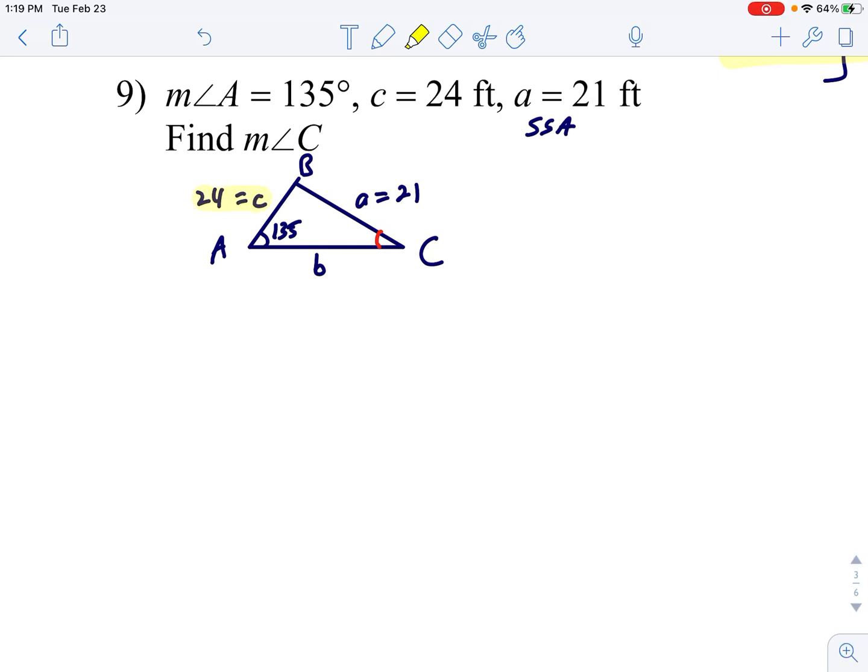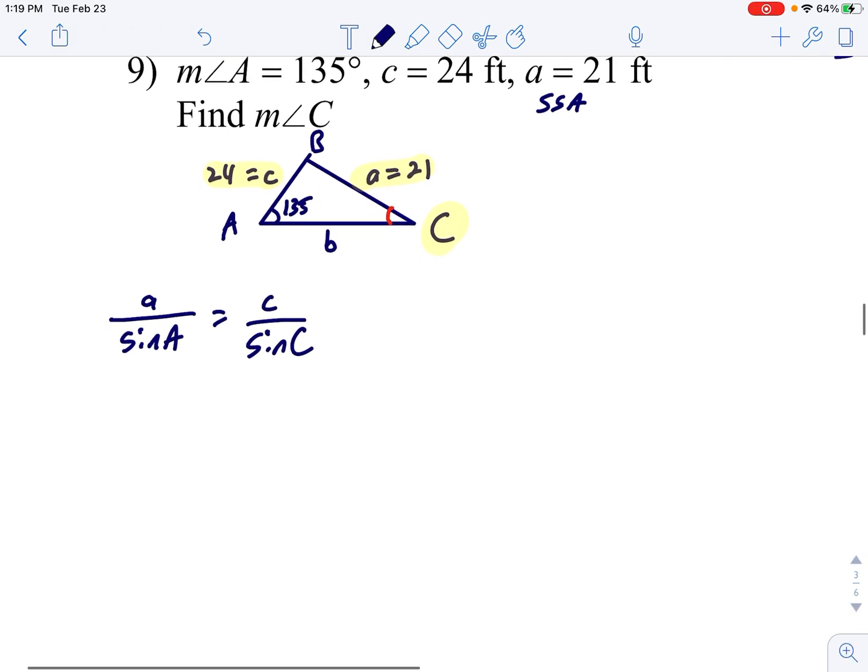So you're given little a, little c, and you're trying to find capital C. So you're going to want to use the formula that has both A and C in it. So a over sine A equals c over sine C. When you plug in little a, that's 21. Sine A is sine 135. Little c is 24. Sine of big C, that's our unknown.